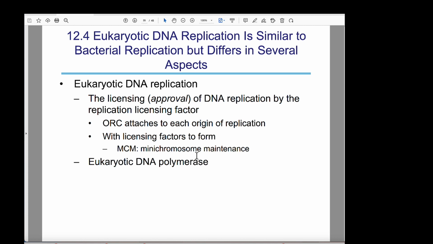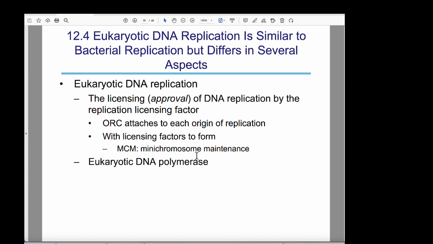Remember in the cell cycle you have G1, S, G2, and M. These licensing factors are made in G1 phase. And the production of these licensing factors, which are proteins, in G1 ensures that when the cell gets to the S phase to activate the synthesis of DNA, these proteins are produced and ready to begin the process.